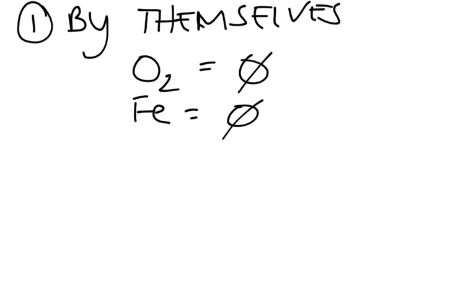Okay, the other ones that we look at are ones that have a charge. Let's say we had a zinc ion included, or we had a fluorine ion in there.